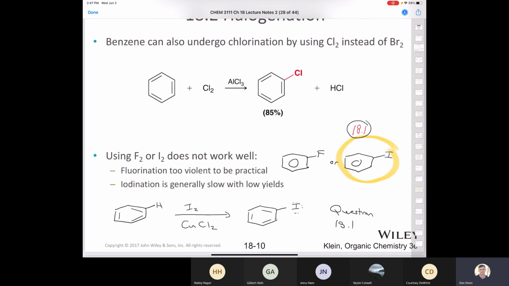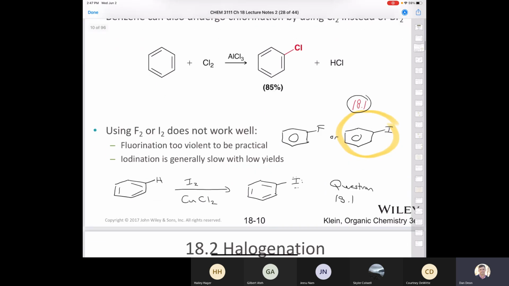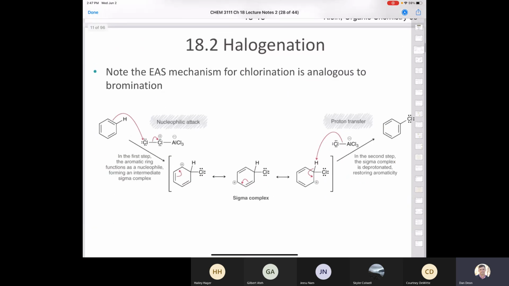And of course, there's other ways, but this is what you need to know in terms of halogenation: bromination, chlorination, and iodination. And then fluorination we'll worry about at the very end. Well, let's move on and get it back into our mechanism here.